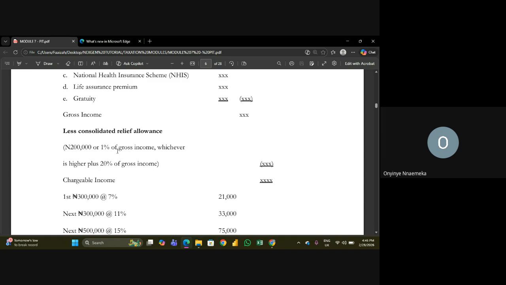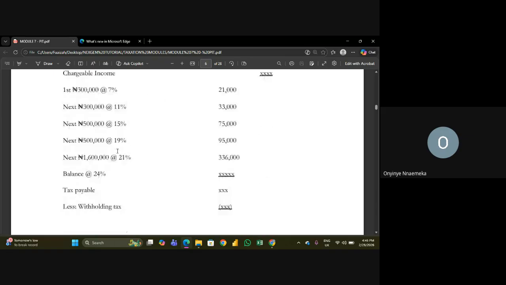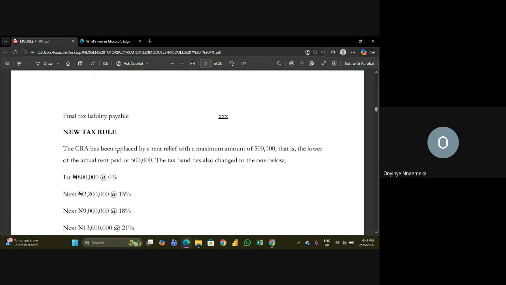It has been replaced by a rent relief allowance, that is rent relief allowance. And the rent relief allowance is the lower of the actual rent, or 500,000 naira. If your rent is 350,000 per year, you remove your rent as an allowance. If your rent is 1 million, your 1 million will be restricted to 500,000 naira, and 500,000 is what you are going to remove as the rent relief.